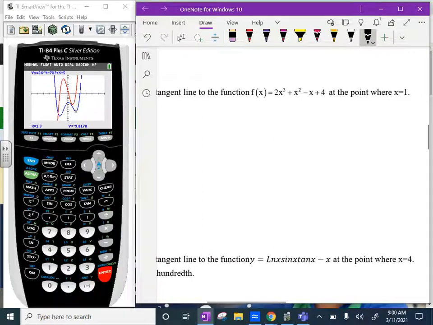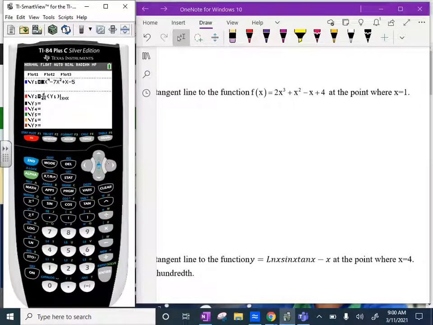But this one, I'm going to show you now both ways that you can get a value for x. So this is the long way, putting it in this way.